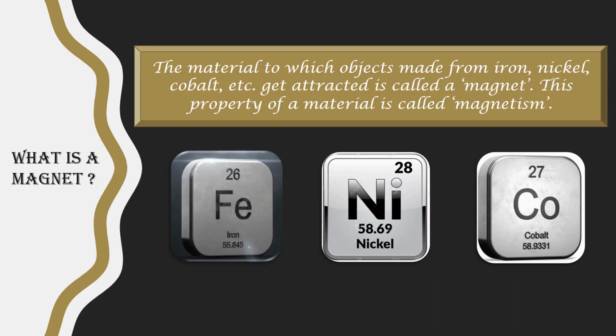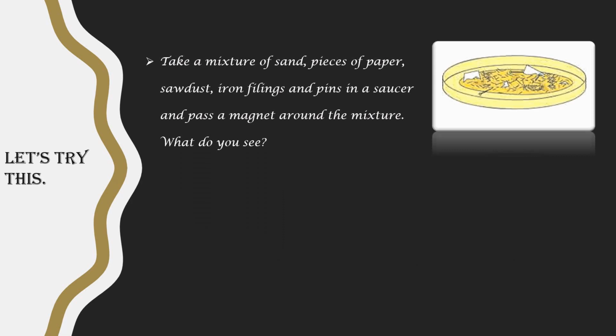Now students, what is a magnet? The material to which objects made from iron, nickel, cobalt, etc. get attracted is called a magnet. And this property of the material is called magnetism.